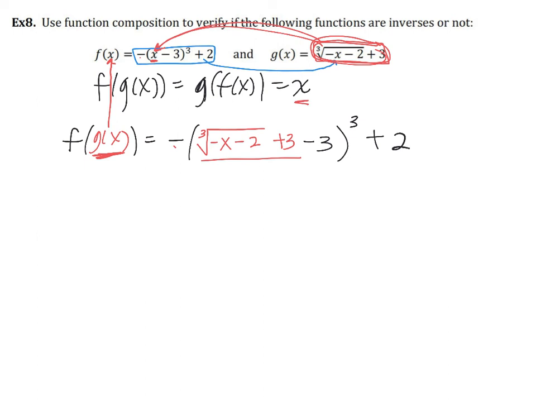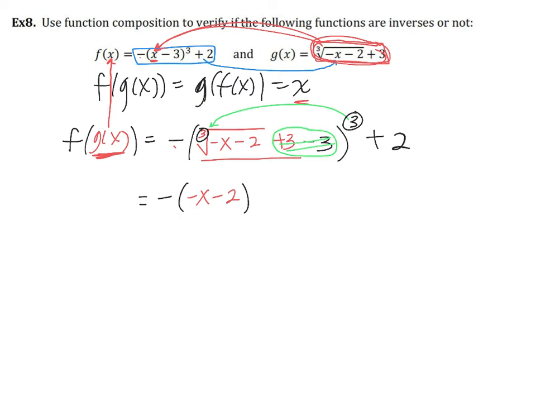And then I'm going to simplify algebraically. So what do we see? Well, we have a plus 3 minus 3, so those are going to cancel each other out. Then I'm going to cube a cube root. How do I cube a cube root? Well, those cancel each other out. So I have a negative on the outside, and I'm just going to get negative x minus 2 on the inside, because this cube and this cube root cancel each other out because they're inverses of each other.